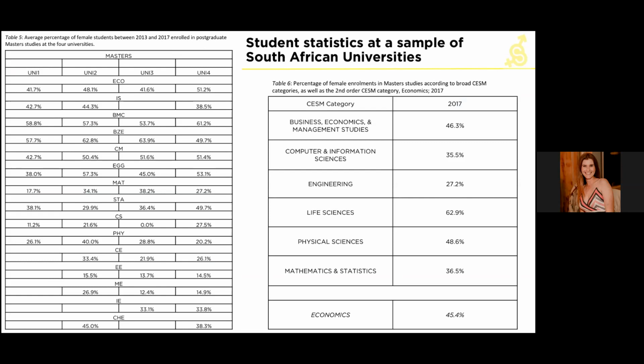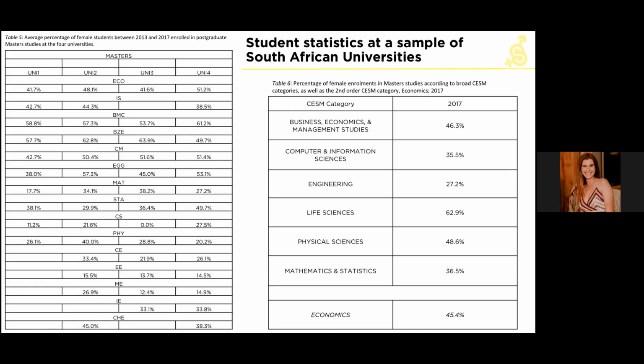Only at University 1 does the share of females studying economics drop sharply from honours to masters, whereas at University 3, the share was virtually unchanged, and at Universities 2 and 4, the female share rose at the master's level. In a general sense, economics has a lower share of female enrollments in master's studies than the life sciences and most of the physical sciences, but is higher than the mathematical and computer sciences, physics, and engineering. When comparing the master's percentages to the national statistics in table 6, the proportion of females in economics at University 1 and 3 are below the national benchmark of 45.4%.